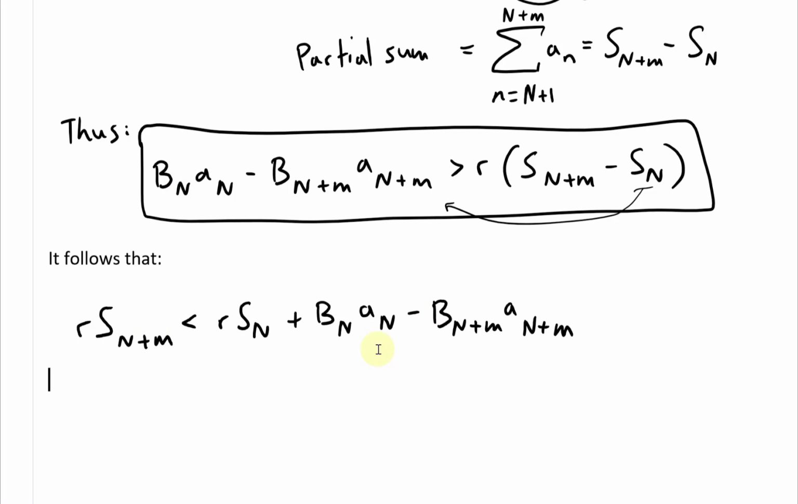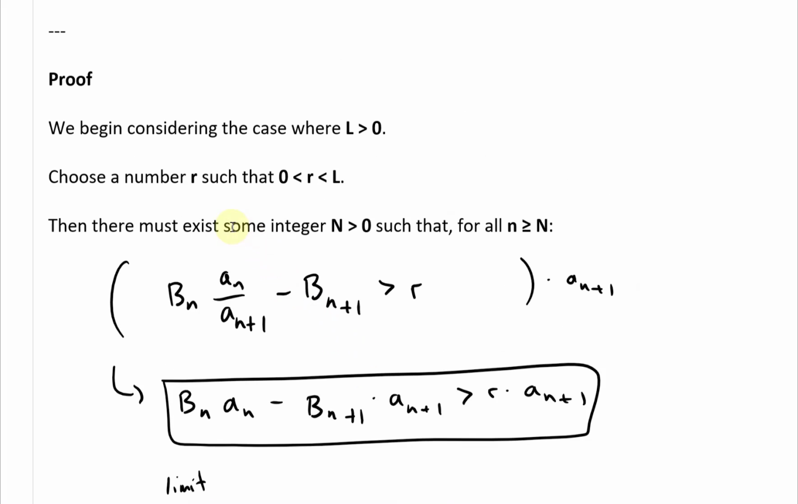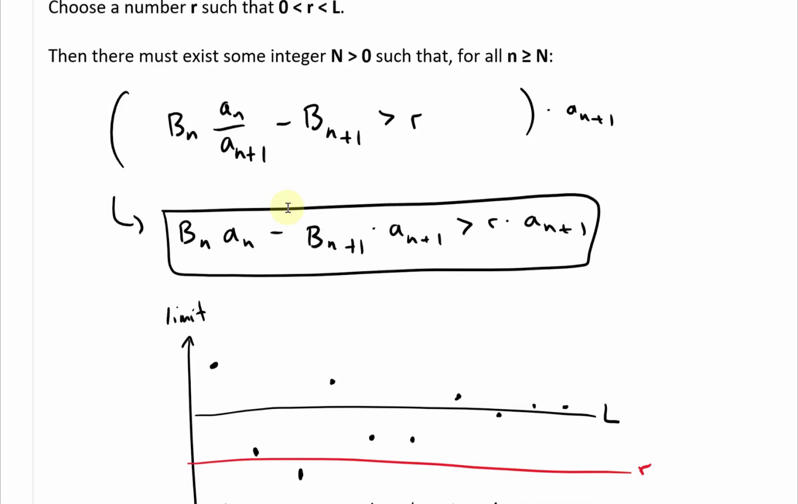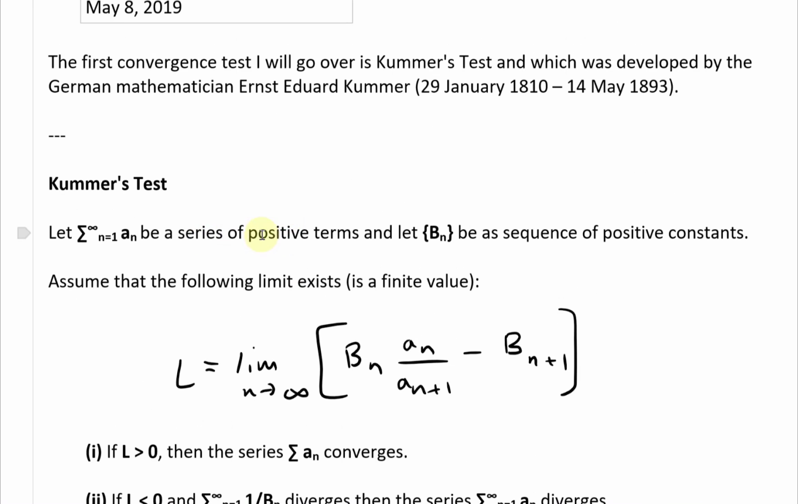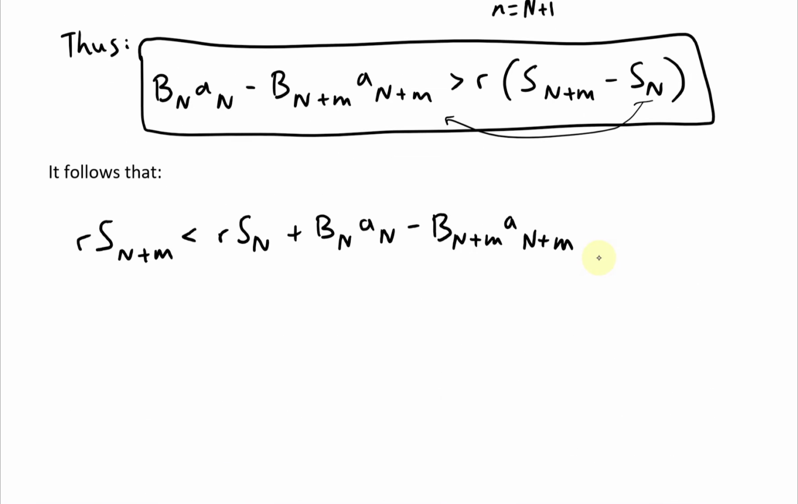Or we'll just move it to the left, and now we know that these are all just positive terms. Every single one is positive, because r is defined as greater than 0. Scroll up. So we had r is greater than 0. And we also have a_n and b_n are positive terms. a_n is positive terms, b_n is a sequence of positive constants. So everything's positive.